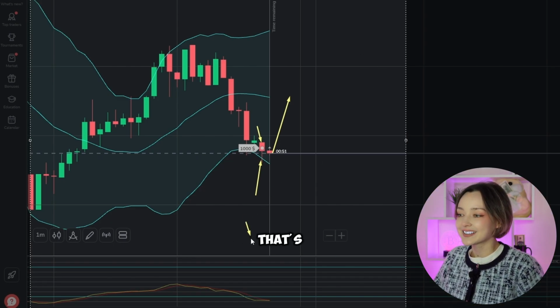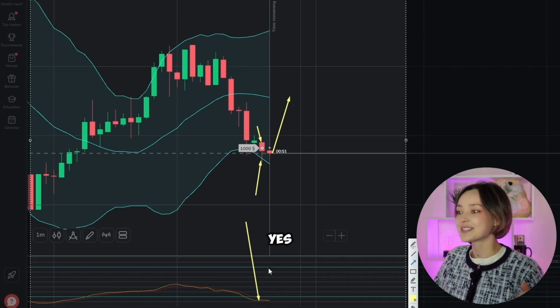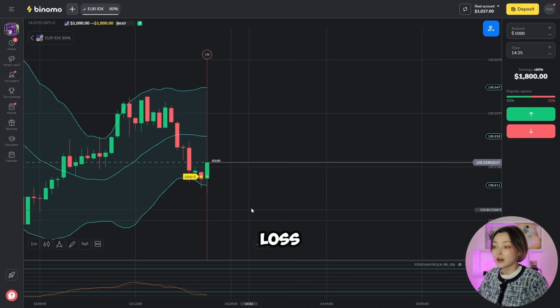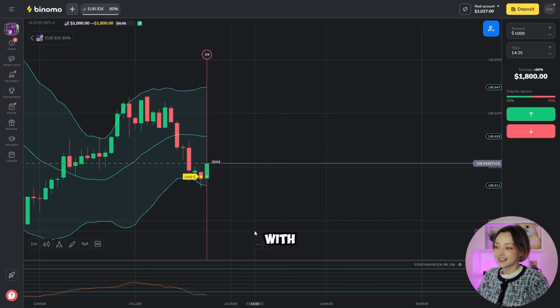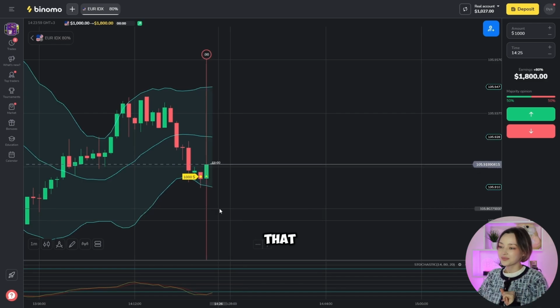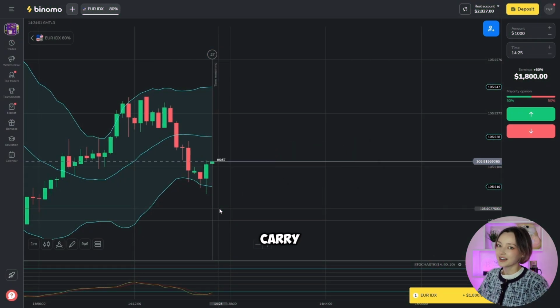Well, yeah, that's a solid profit. Yes, we're getting a profit. We compensated for the loss of the last trade with this covering position and even made a little extra profit on top of that. Great result, guys. Let's carry on.